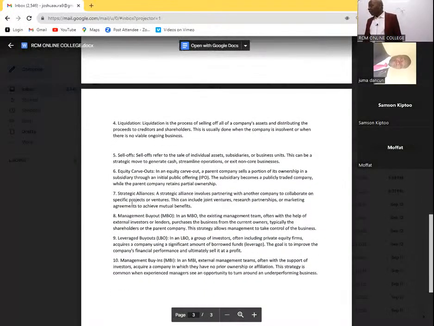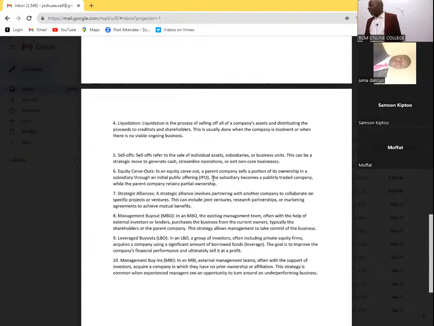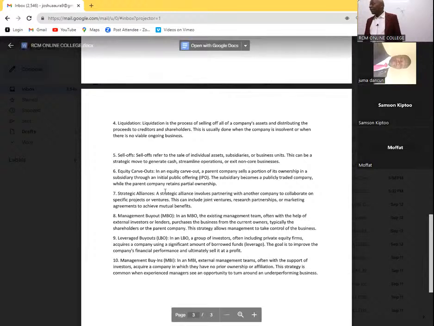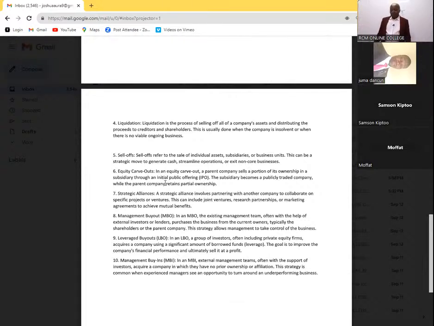So equity carve-out. In an equity carve-out, a parent company sells a portion of its ownership in a subsidiary through an initial public offering. I like that statement, I'm getting something new there: that the parent company sells out a portion of its subsidiary to third parties. Leave alone the initial public offering, that's just selling to the public, which is selling to third parties.